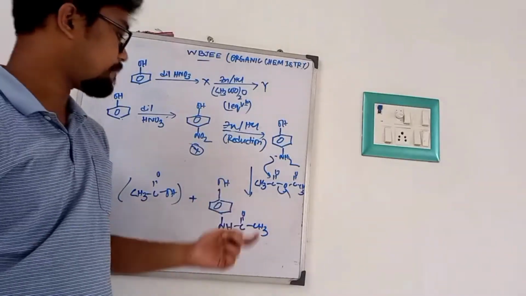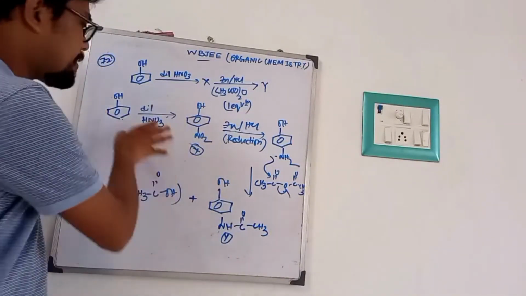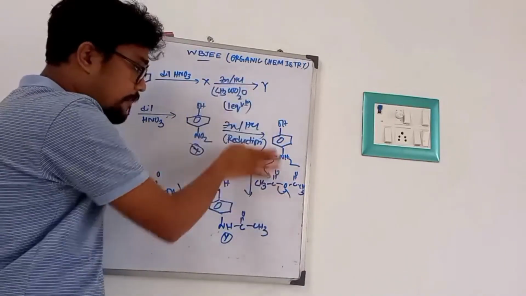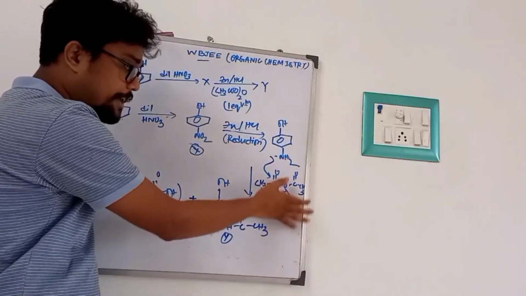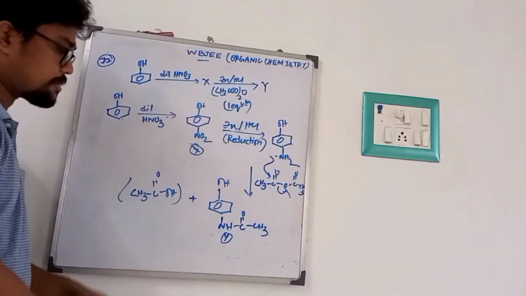Fine. So this is a very good question, from alcohol, phenol, and ether. It is simple. First nitration takes place, then reduction happens. After the reduction, we have to block or protect the NH2 group with acetic anhydride. Fine. Checking the option.